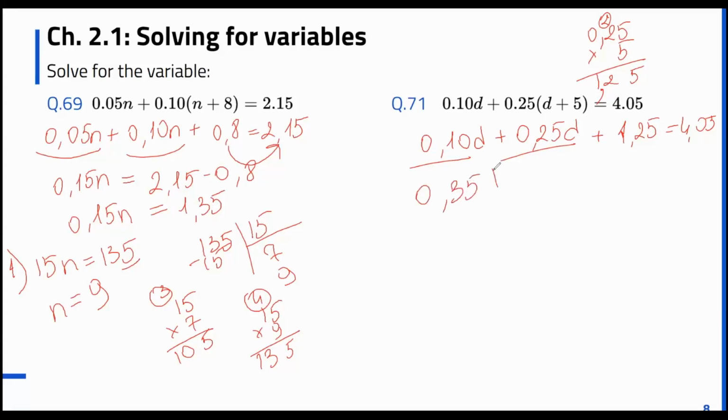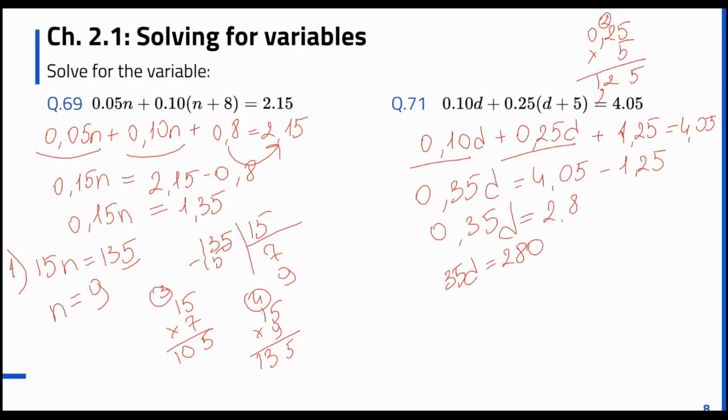25, 0.35d equals 4.05 minus 1.25. So 0.35d equals 2.8. So here is the same procedure. We can multiply by 100 or we can multiply by 10, so 3.5 and 28, or 35 and 218. I don't like fractions, so let's have 35d equals 218. So we again need to multiply 5 by the number that will give us 0 at the end.